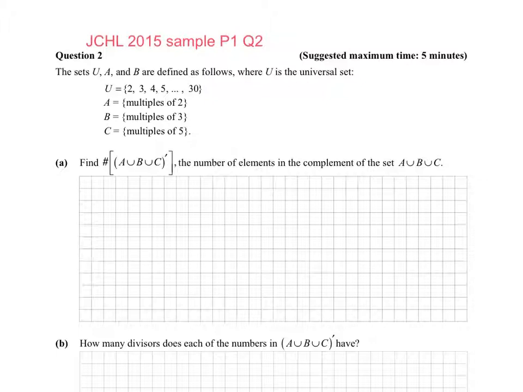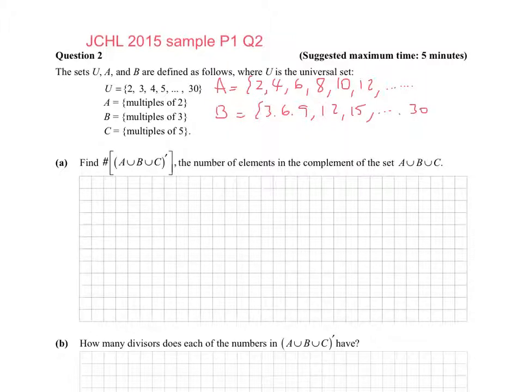Now, to help yourself, you could actually write out what A is. So all multiples of 2: 2, 4, 6, 8, 10, 12, and so on. You might want to write them all out. Same for B: 3, 6, 9, 12, 15, and so on, all the way up to 30. And likewise C is 5, 10, 15, 20, 25, 30. Must actually write them all out, easy enough.